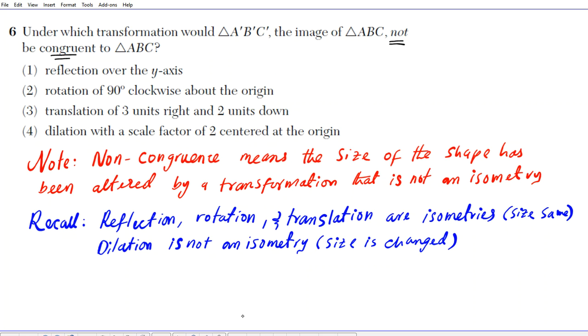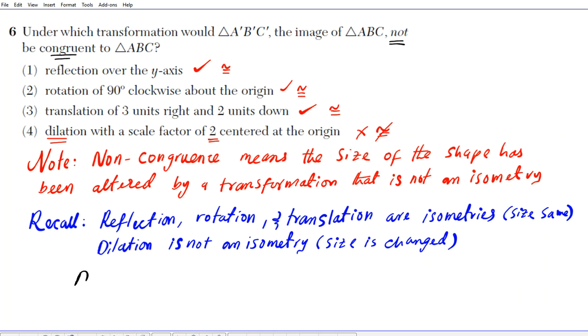If you look at the options here, what do we have? Reflection is an isometry, so this one will result in congruency between the two figures. Rotation is also an isometry, which will result in congruency between the original and the image. Translation is also an isometry, which will result in congruence. But check this out. Option 4 is a dilation by a scale factor of 2. This is not going to be congruent because the image is going to be twice as big, as the sides are going to be twice as long as that of the original. So what does that tell us?